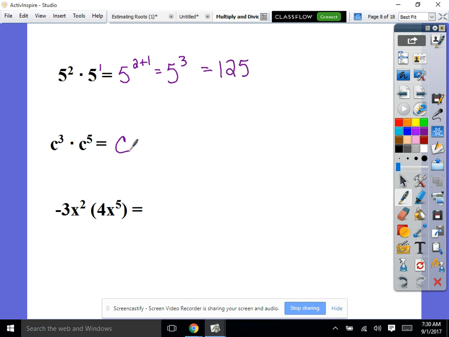All right, keep the base, add the exponents, which gives us c to the 8th. All right, when you have coefficients, -3 is a coefficient and 4 is a coefficient, you have to multiply those. So -3 times -4 is -12, but then you keep the base x and add your exponents, 2 plus 5. So that would be -12x to the 7th.